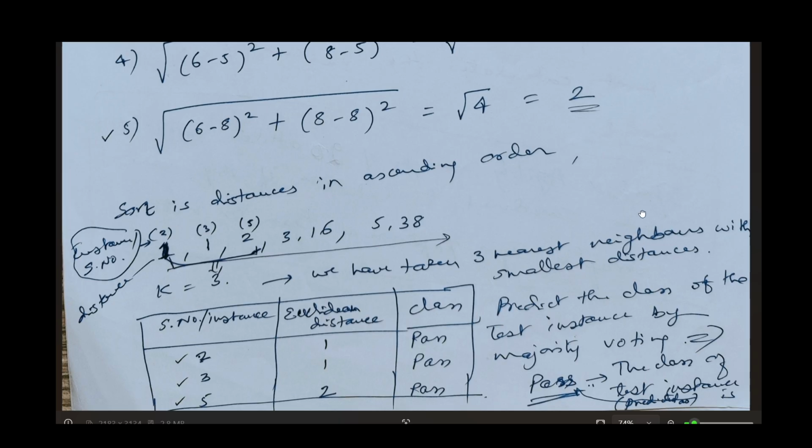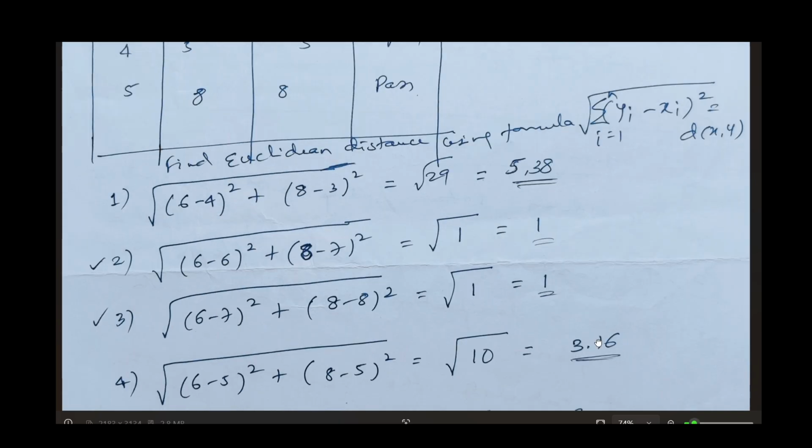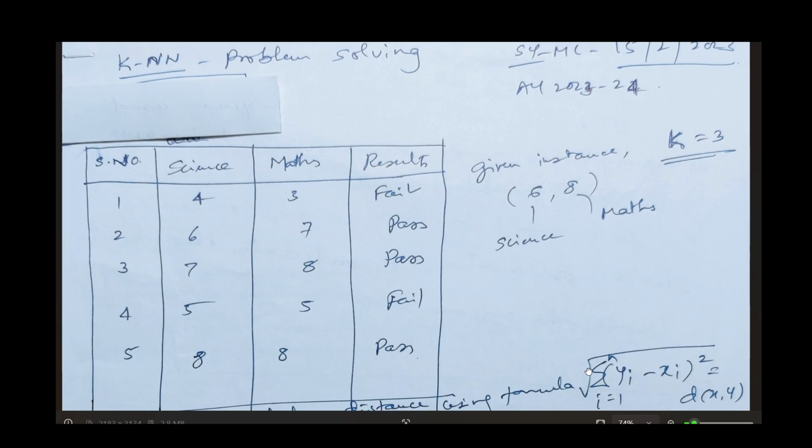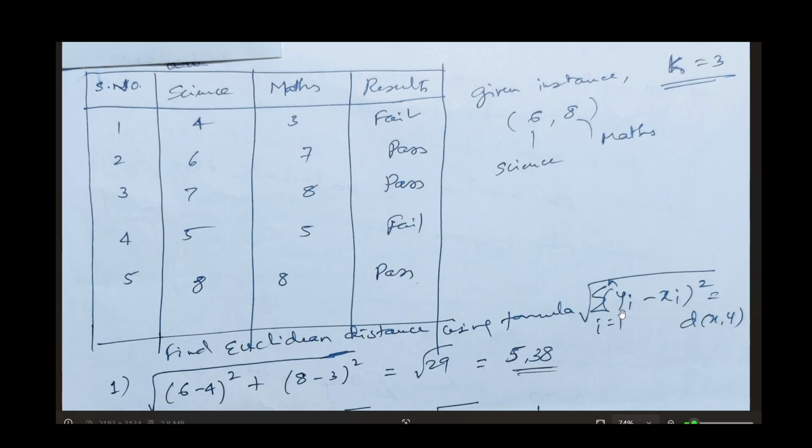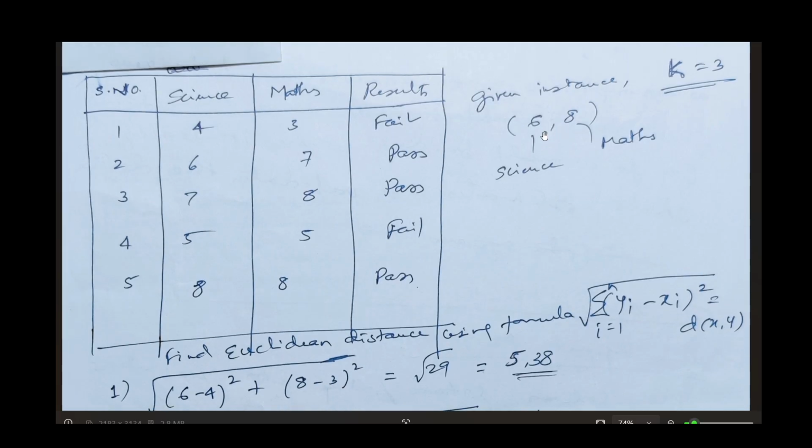So as I said, I will also explain a numerical part for a KNN problem. Here we have been given an instance 6, comma 8, and we need to find whether the student has passed or failed. Now see here, the table has marks for science and maths, and the result is the target value. Here k is given to us as 3. So we'll use the 3 nearest neighbors to classify this point 6, comma 8 as either fail or pass.